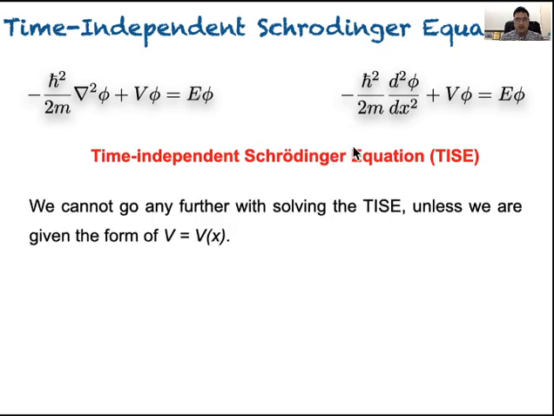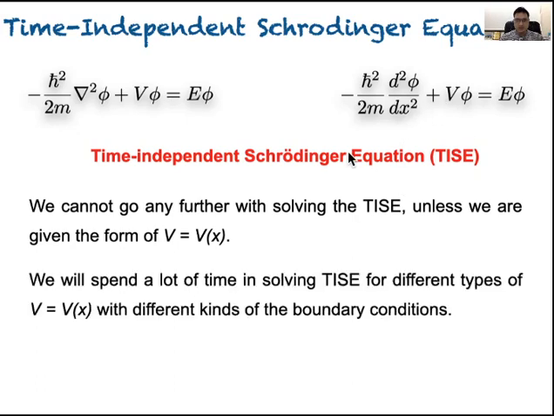Now we cannot go further with this equation unless we specify what kind of potential our particle is experiencing. So we are going to spend a lot of time solving the time independent Schrodinger equation for different kinds of given potentials with different kinds of boundary conditions.